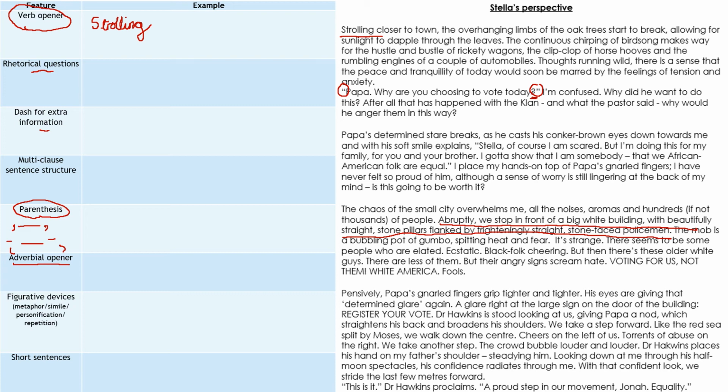So I'm going to have a look up here, and in this paragraph here, it says, "Pensively, Papa's gnarled fingers grip tighter and tighter." Now, I know that we're here talking about Papa's fingers and they're gripping hold of Stella's hand. Pensively. Now, you need to think about, is that a verb opener or is that an adverbial opener? Remember, an adverb describes a verb. A verb is an actual action.